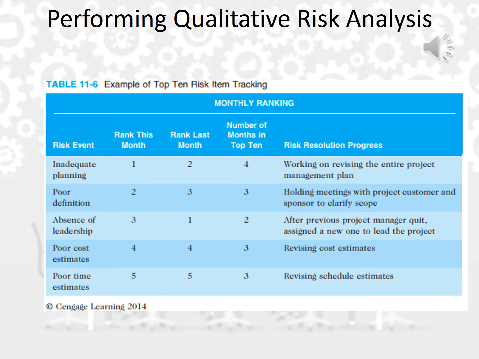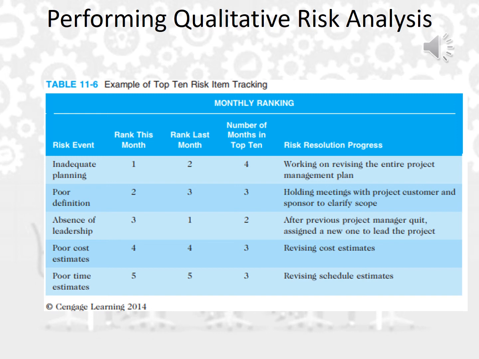This is an example of top 10 risk item tracking. Here they focus on the top 5 risk events. And as I told you in the previous slide, it is a table with multiple columns to keep track of the risk events and the actions that need to be taken in order to minimize the negative impact on achieving project objectives.